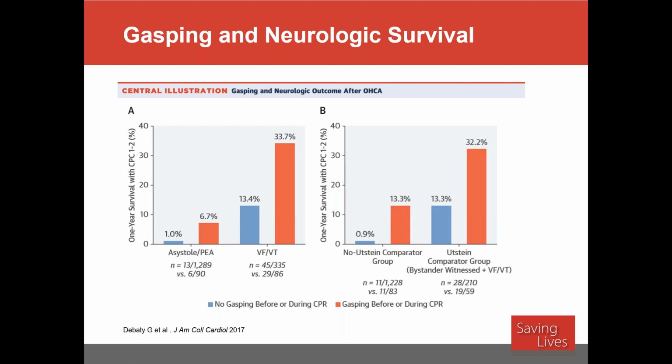When patients have those gasping respirations, their survival is much higher than when they don't. You can see the red bars here demonstrate gasping before or during CPR, where the blue bars demonstrate no gasping before or during CPR, and there's a big survival difference seen in shockable rhythms.